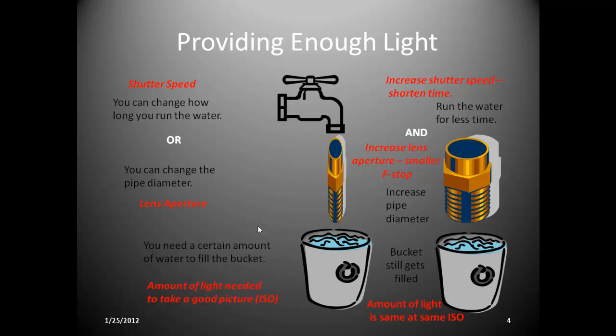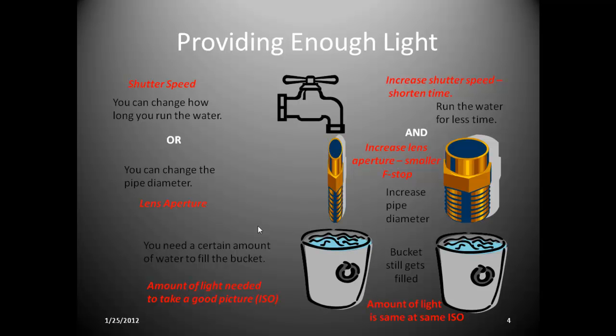So, for the same amount of light that your camera has to capture, and you have a small lens opening like f11, you're going to have the shutter open a longer amount of time in order to gather enough light to make a well-exposed picture for that ISO setting that you've set your camera on.